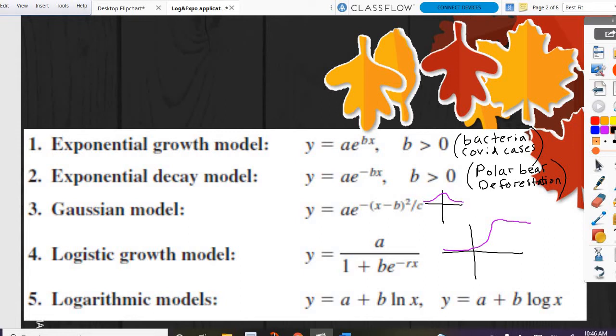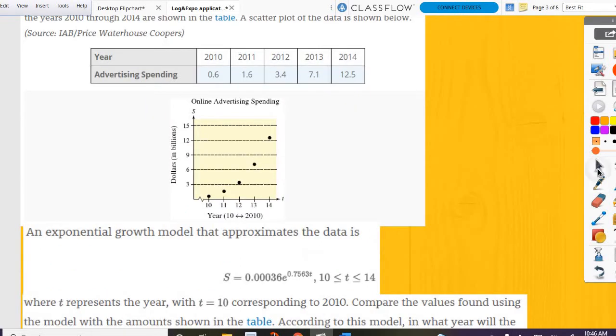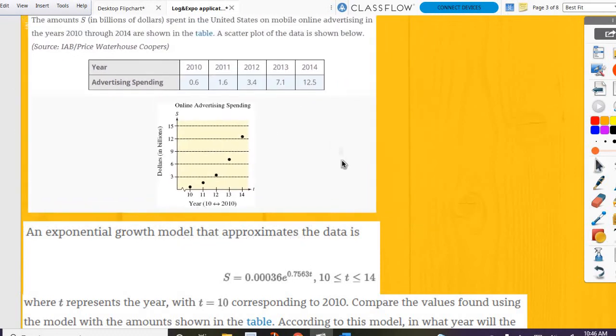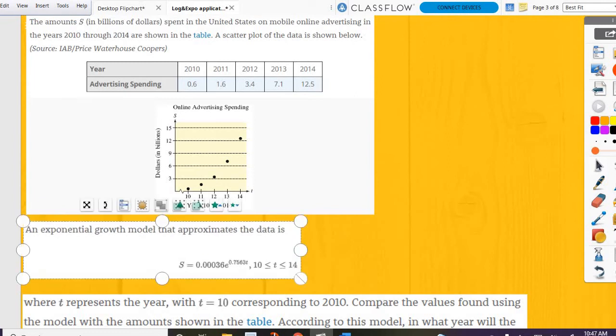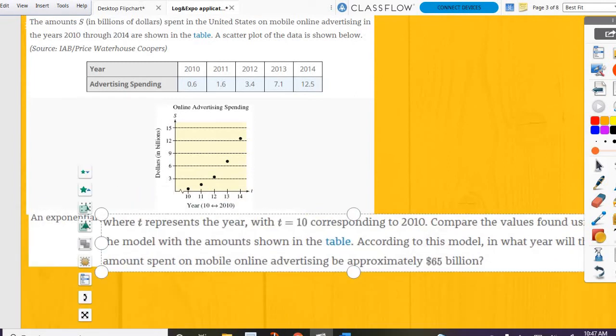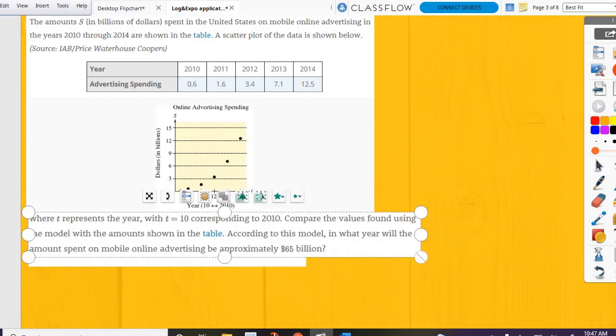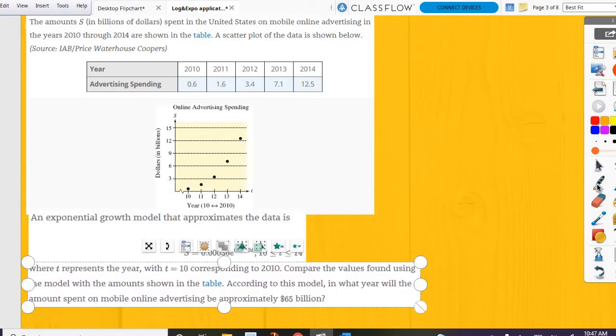Let's look at an example. Here we are looking at the amount of money in billions that has been spent on mobile advertising. It tells us the amount S in billions of dollars spent in the United States on mobile online advertising in the years 2010 through 2014 are shown in the table. A scatter plot of the data is shown below, and then it gives you your table and your data.